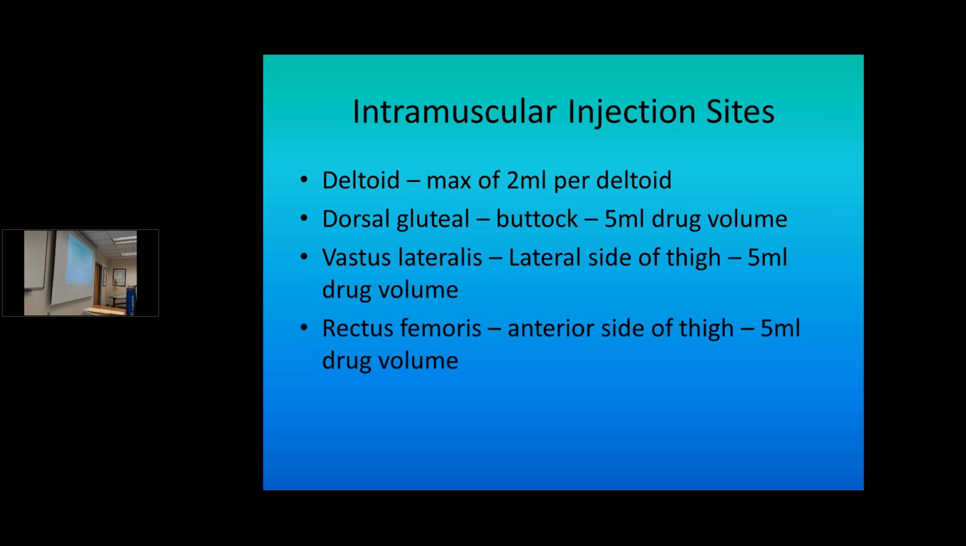So bottom line, for an IM injection of any volume at all, you want to avoid the deltoid. You want to go for either the glutes or one side of the thigh, either the lateral side or the anterior side. You should know this in terms of terminology: vastus lateralis and rectus femoris. What one equals to the other should be part of your vocabulary.